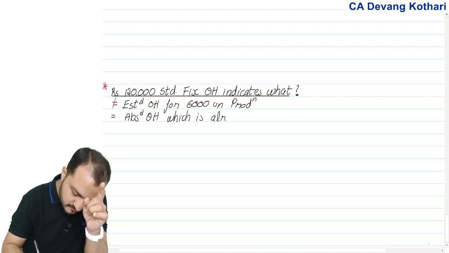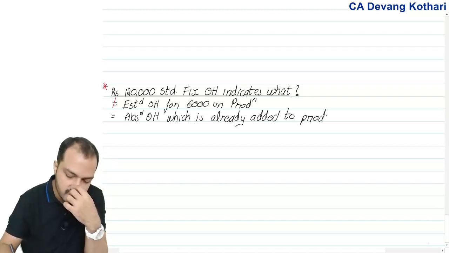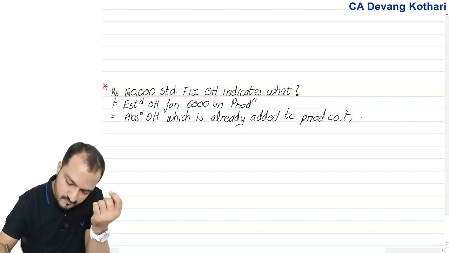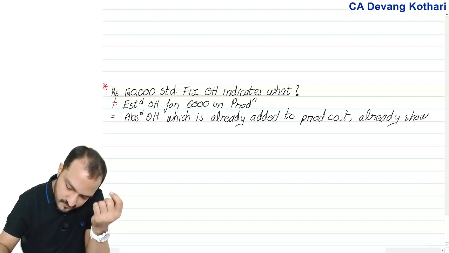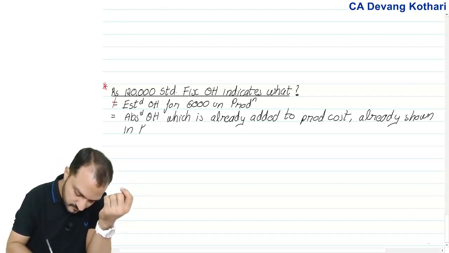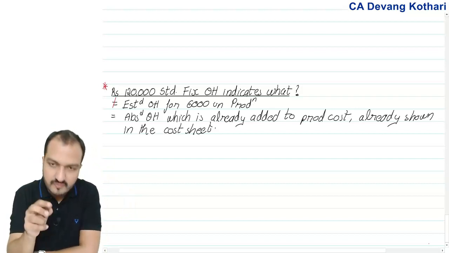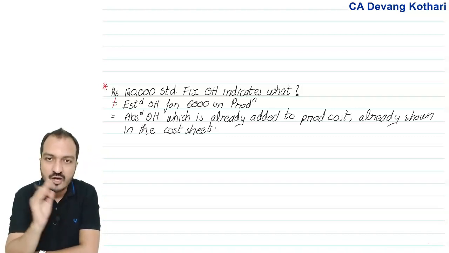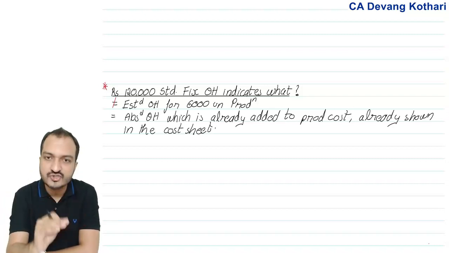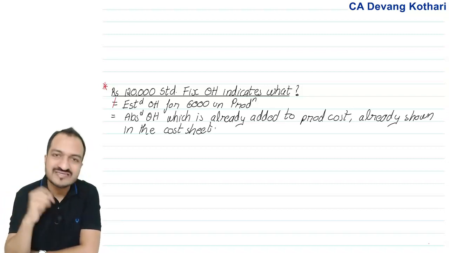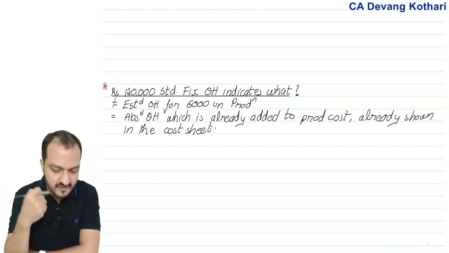It is the absorbed overheads which are already added to product cost, which is already shown in the cost sheet. I'll tell you why. Yes, this 1,20,000 is the overheads which is already added to the product cost, which is already shown in the cost sheet. Now, how are overheads added to the product cost? How are overheads added to the cost sheet?